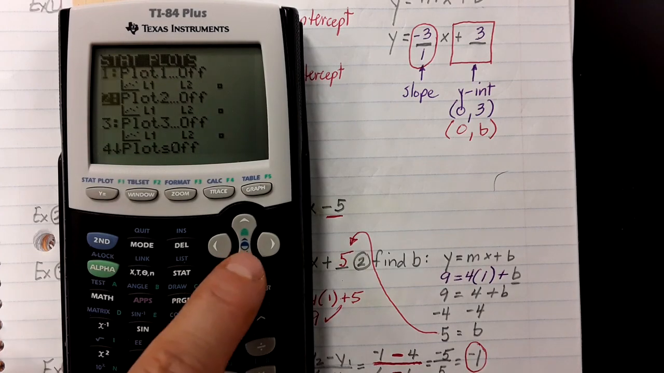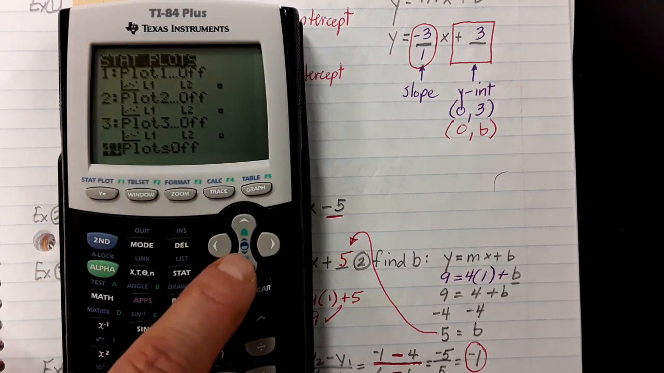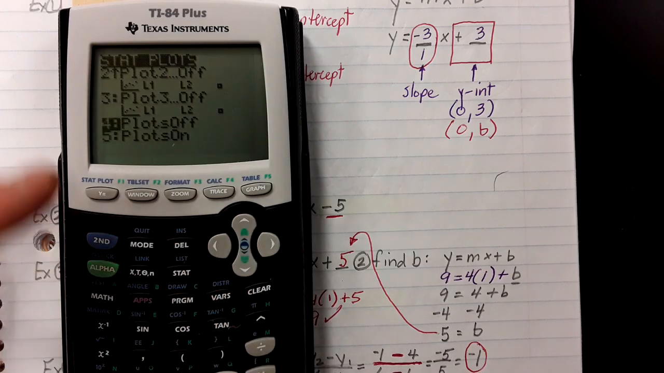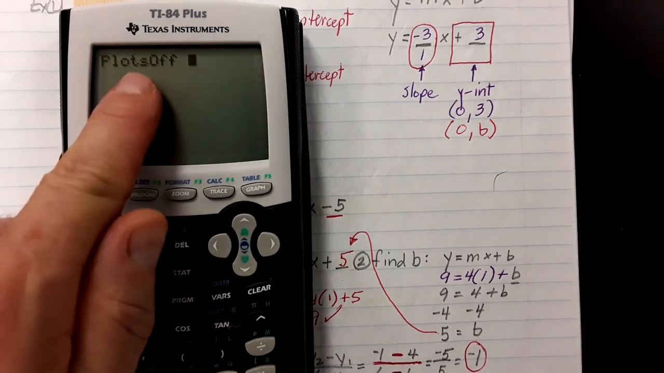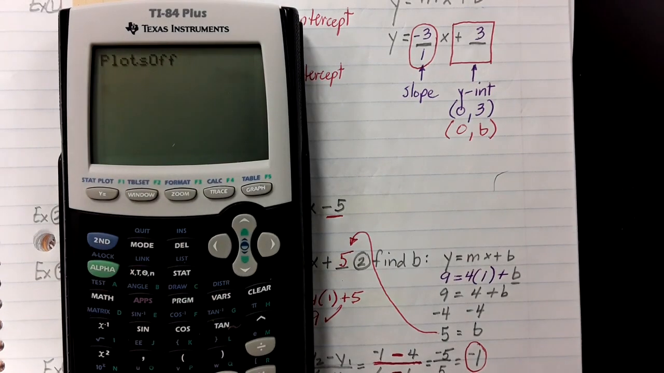Go down to 4. It says plots off. Go down one more. It says plots on. I don't want to turn them all on. I just want to turn one on. But I want to first turn them all off so you learn how to do that. Okay, turn them off. So go to there and hit enter. It'll go to an open window, says plots off. They're not off yet. You got to hit enter again. Now they're all off. Okay?